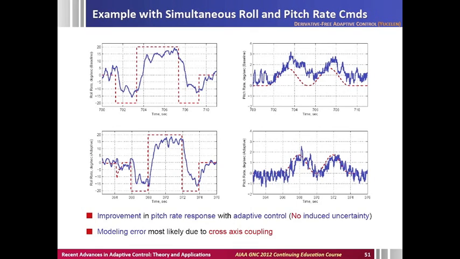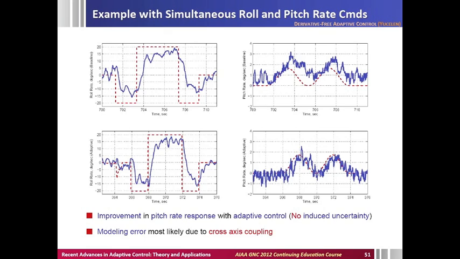However, due to the modeling error, most likely the cross-axis coupling, even though we don't have uncertainty, the derivative-free adaptive controller improves the performance in the peak rate. So this is the nominal, baseline control, and this is how derivative-free performs. There is some modeling error due to the cross-axis coupling, so derivative-free improves the performance.